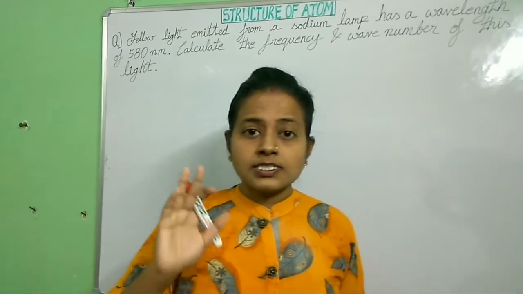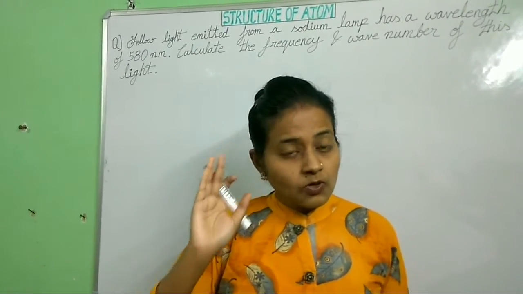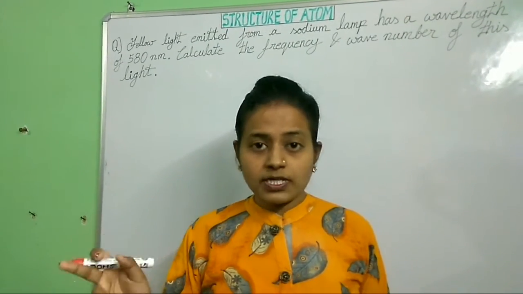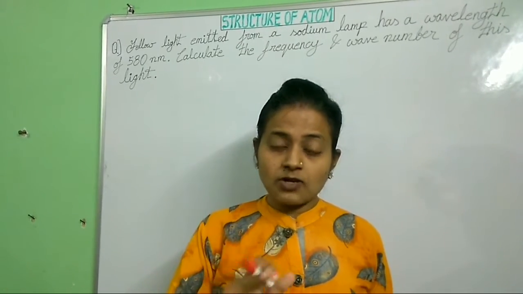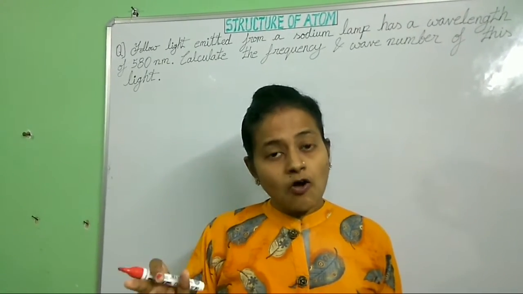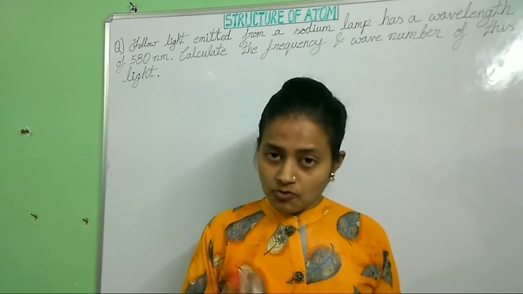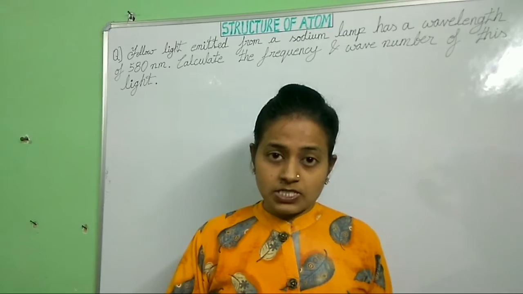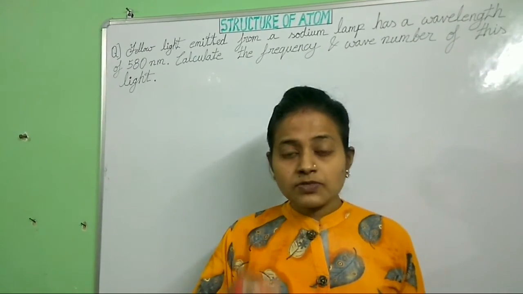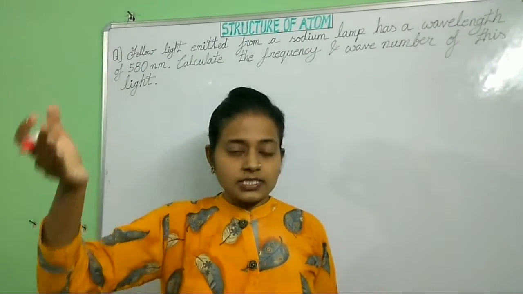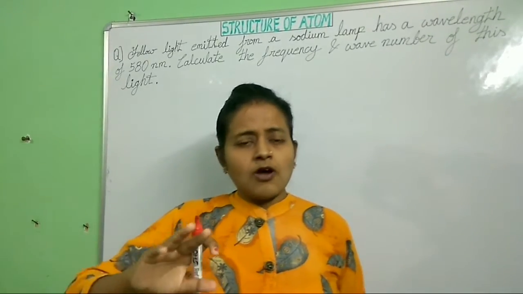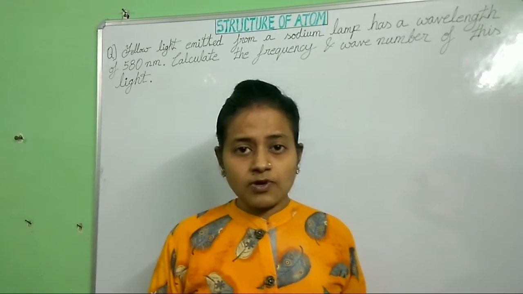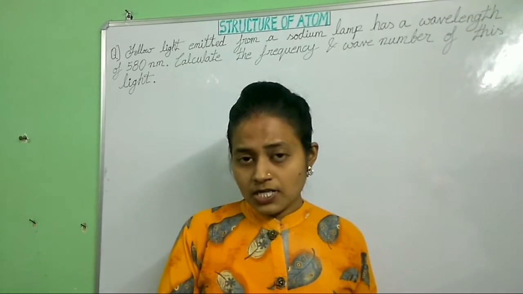And third, it states that only those orbits are permitted in which the angular momentum of the electron is a whole number multiple of h by 2 pi. Fourth, it states that energy is absorbed or emitted only when one electron jumps from one energy level to another energy level, right?